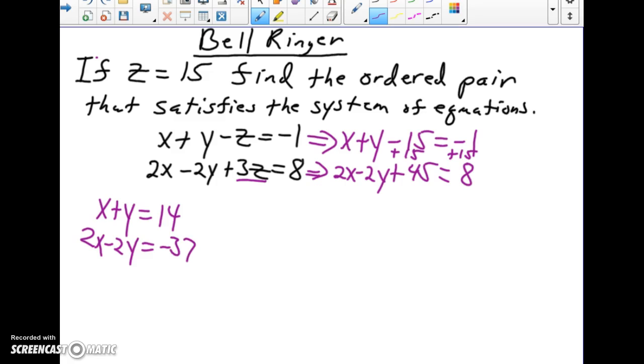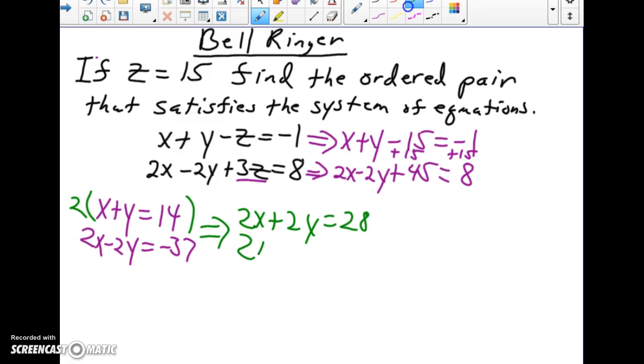Opposites with the y's. Okay, all right, making sense? All right, so that's what we're going to do. We're going to multiply the top by 2 now, right? And we would get this then. We would get 2x plus 2y equals 28, right? Okay, and we get 2x minus 2y equals what? Negative 37, right? Is everybody good there?